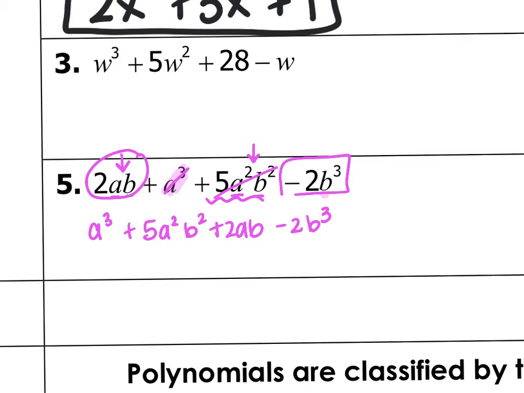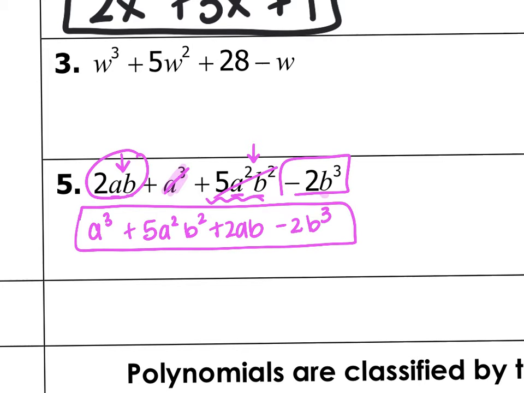So to write it in alphabetical order, anything that has an a first has to come before anything with a b. So that's why the b cubed, even though this power is really big, it's a b. So a obviously comes before b. So it still has to come at the very end.